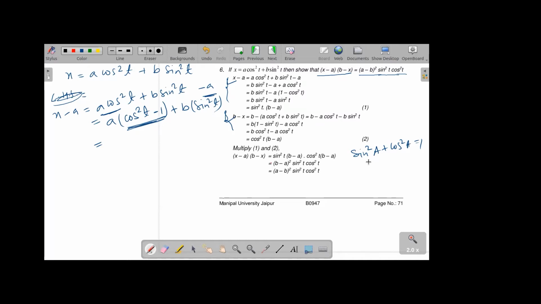Okay, so from this we can take cos square a and take 1 this side as minus 1, and take sine on the opposite side, that will be minus sine square a. So we can write it like this: a multiplied by minus sine square a plus b sine square.